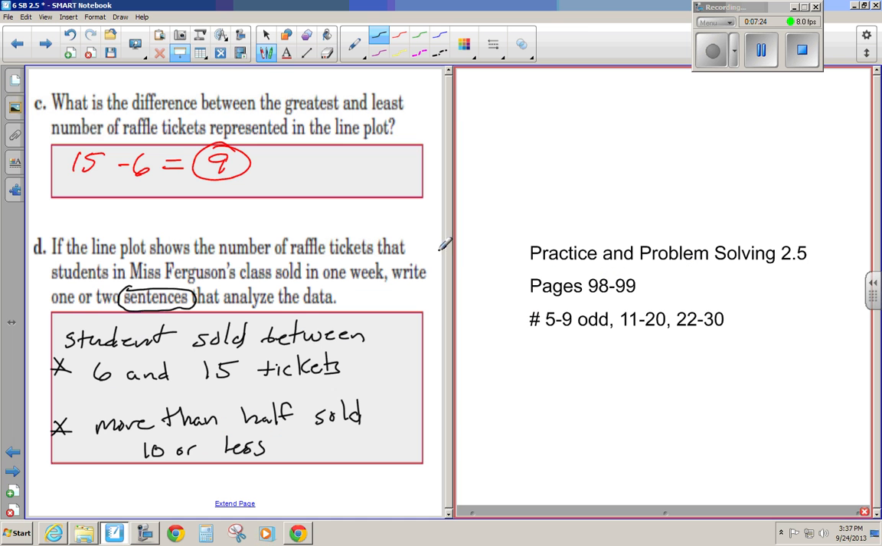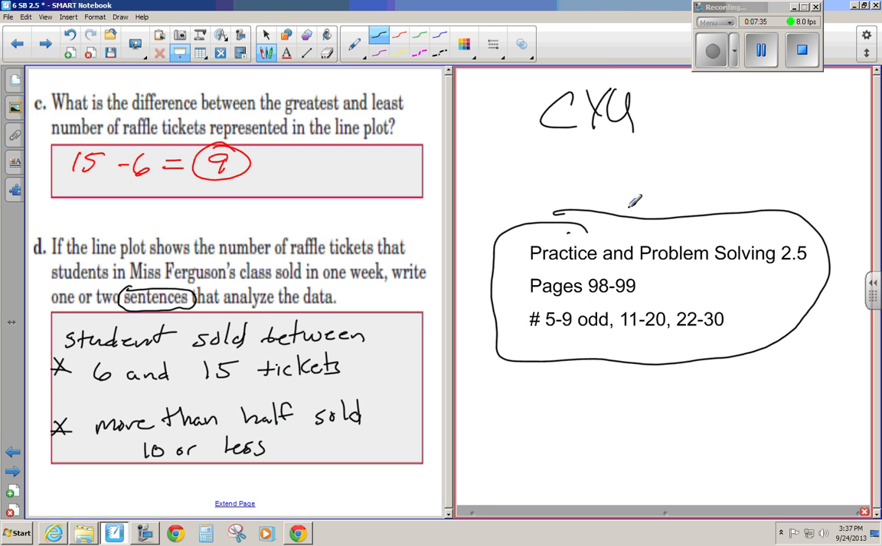All right, so that should be about enough. Line plots are pretty simple if you know how to make a number line. So do the CYUs for your notes and homework. This we will do in class. Don't forget. Good luck.